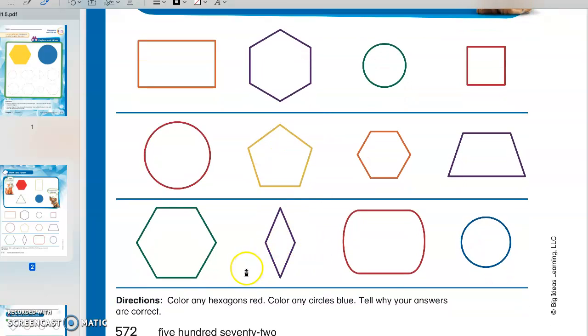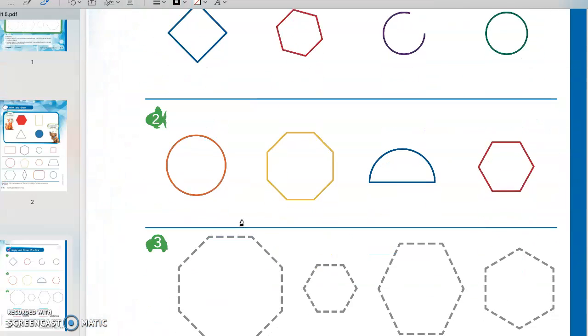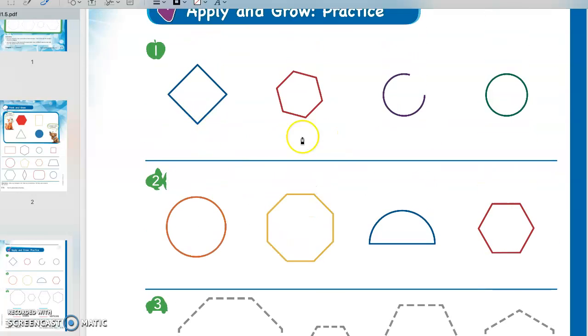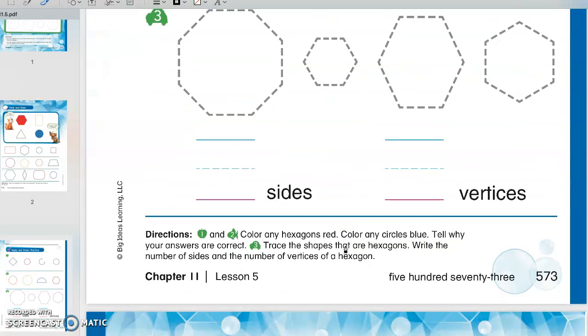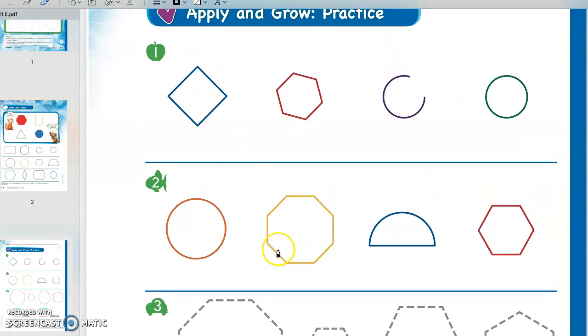Okay, over here, color any hexagons red and any circles blue. Make sure, if you don't have red and blue, that you pick 2 different colors to color the hexagons and the circles. On this page, in number 1, you're going to color the hexagons red again and circles blue for 1 and 2. So up here, we'll find hexagons and circles.